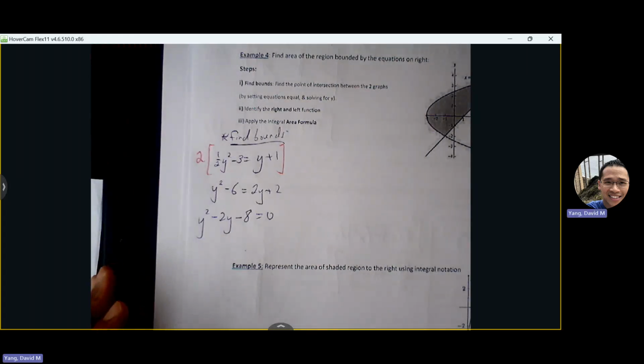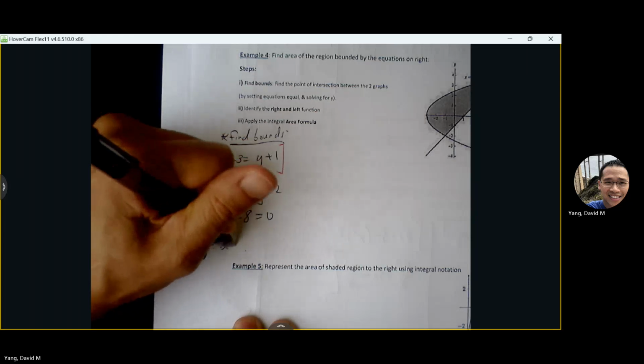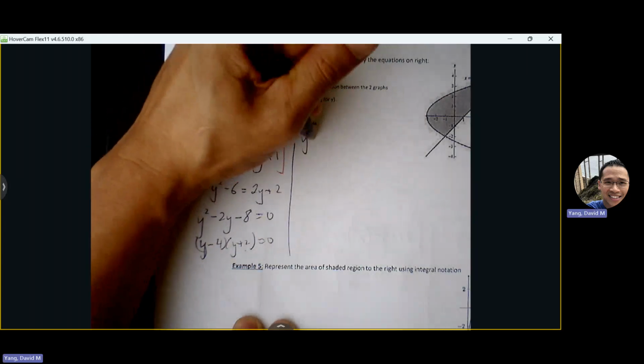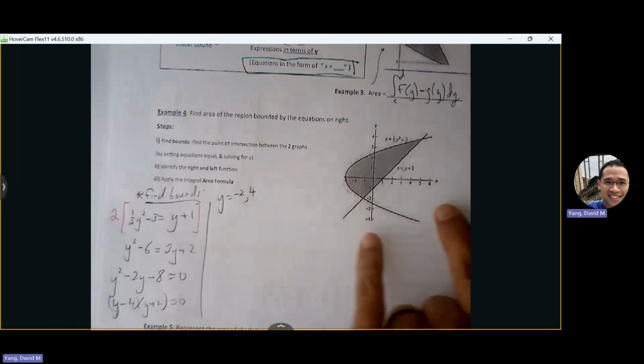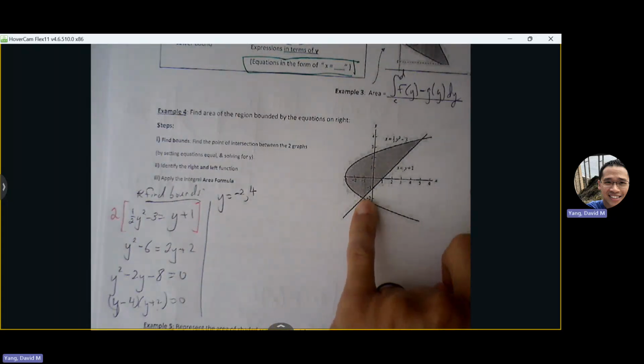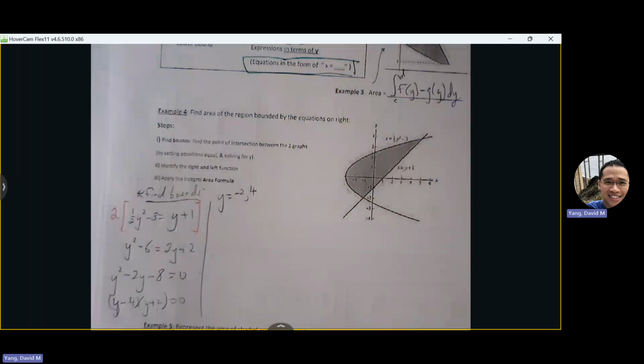Factor, multiplies to be -8, adds to be -2. So I get y equals -2 and 4. We can also confirm it by looking at the graph, right? The lowest y value of our intersection is -2. The highest y value of our intersection is 4.